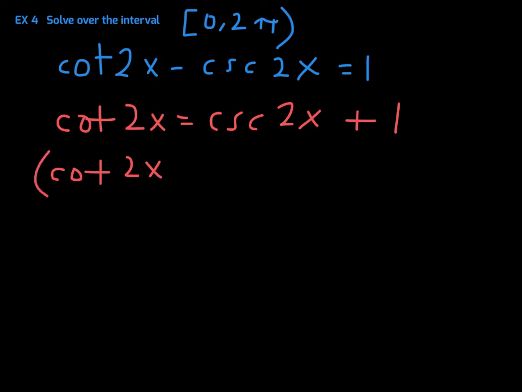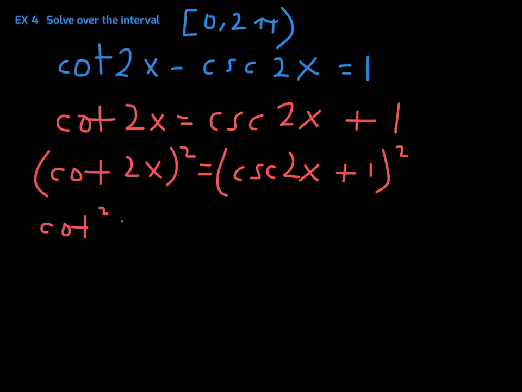So I'll square this side, and I'll be very careful to square this side. When I square the left-hand side, that just means cotangent squared of 2x, all right? When I square the right-hand side, I get cosecant squared of 2x plus 2 times cosecant of 2x, and then plus 1.